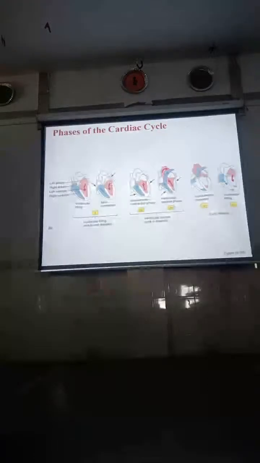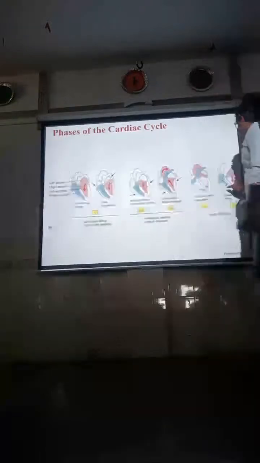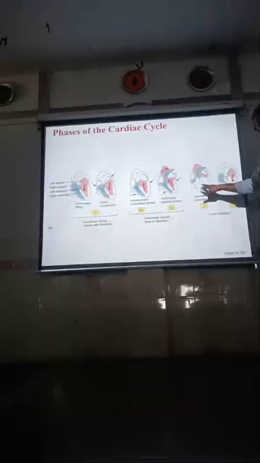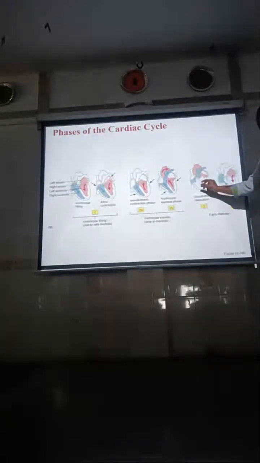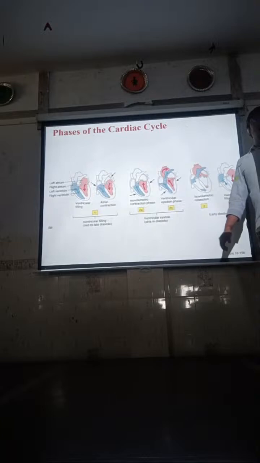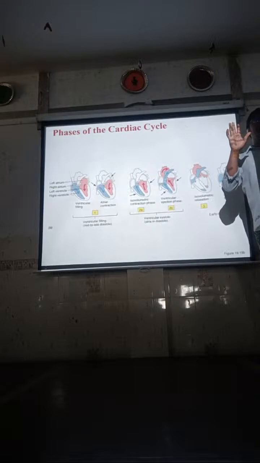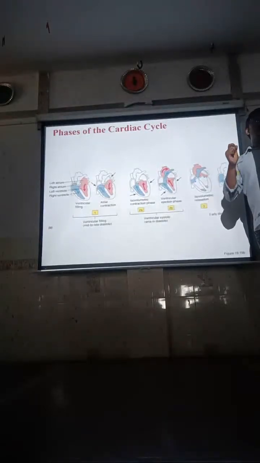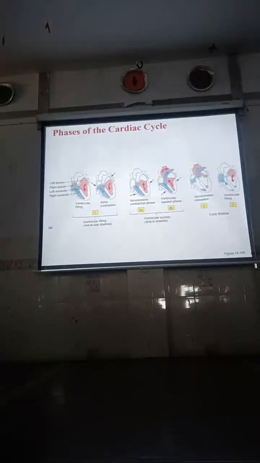The end systolic volume is the lowest volume of blood in the ventricle at any point of the cardiac cycle. When the entire blood is emptied out, slowly it has to fill again. This end systolic point is where the ventricles have very little blood. Am I clear? Yes or no? So this is what we call the ventricular systolic phase.